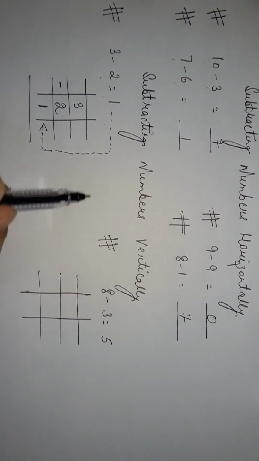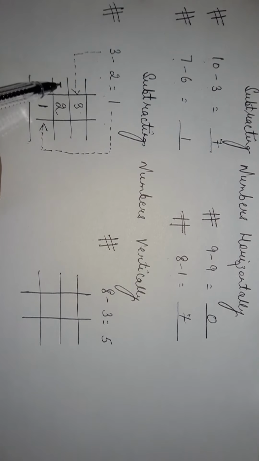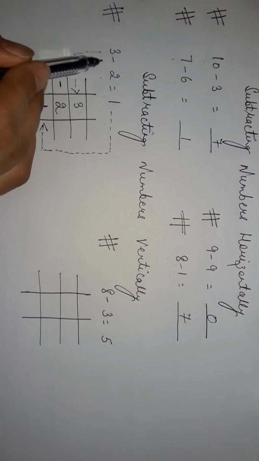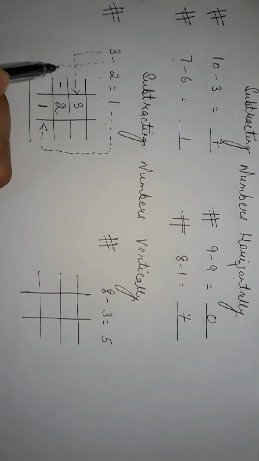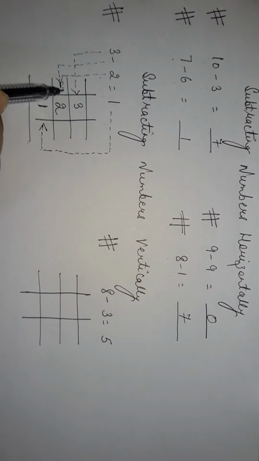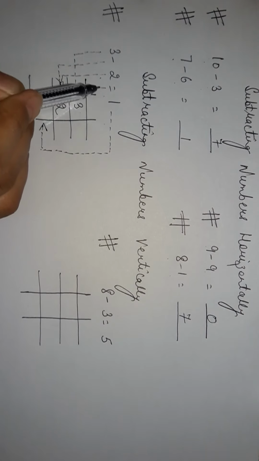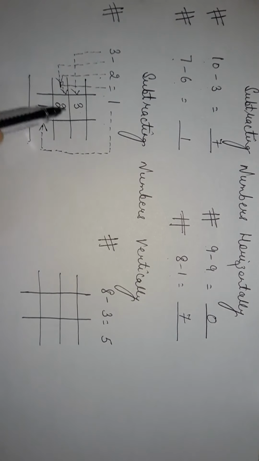Now start from here, 3. Next is minus. Next is 2. So like these we are left with equals. So here the equals sign will come. Like this you have to draw the lines in the shaded portion or in the dotted way.